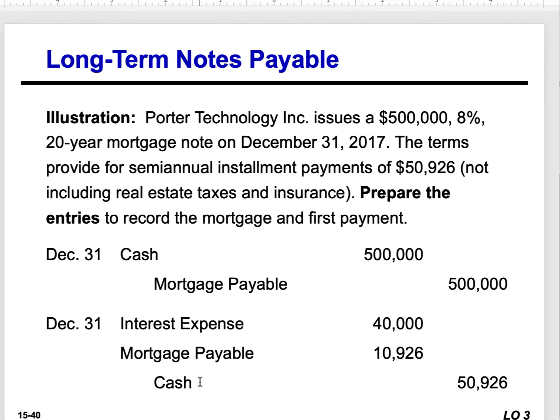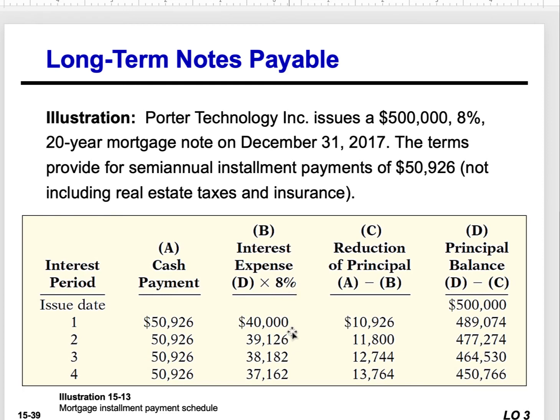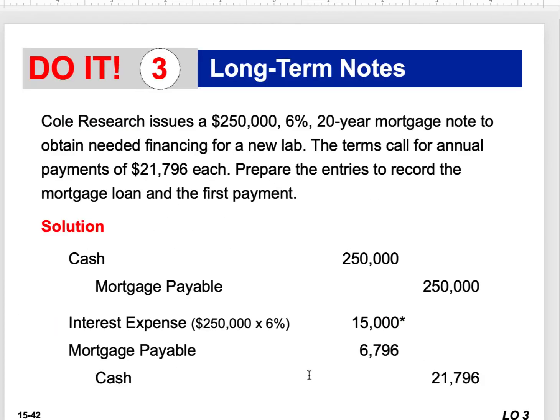What's going out? Cash is outflowing, so we have to credit cash for $50,926, right? We need to debit our interest expense for 40,000, and then we credit mortgage payable for the amount of that payment that goes to reducing the principal balance. So basically, all we're doing is once we create this chart, we're just journaling the chart, is really all it is. Okay.